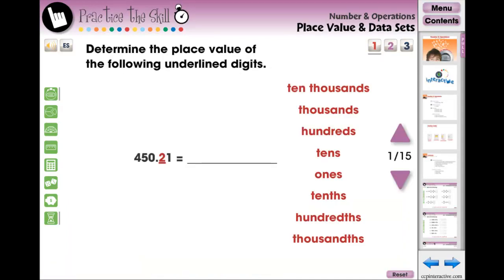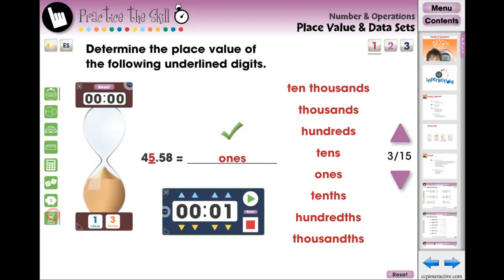The Practice the Skills section contains 3 screen pages of up to 45 drill problems that help students strengthen their procedural proficiency skills. Use the stopwatch or egg timer tools for added time drills.